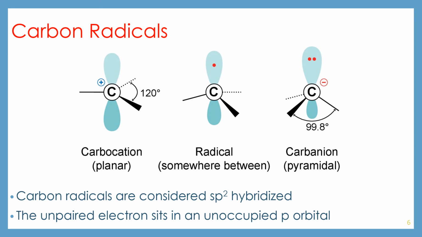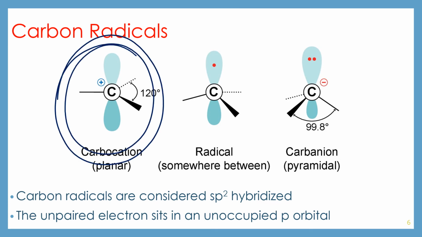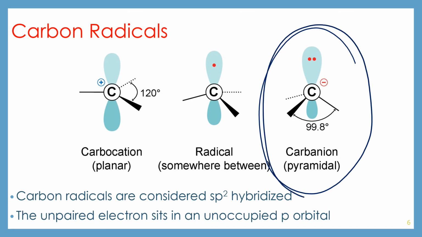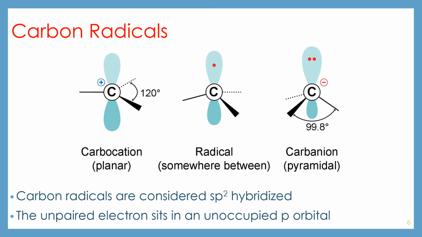Let's talk about the structure of the radicals. So we're now familiar with some kind of bizarre forms of carbon. We've seen the carbocation, which is sp2 hybridized and trigonal planar. We've also seen the carbanion, which is technically sp2 hybridized, but comes across as pyramidal because of the lone pair taking up space.